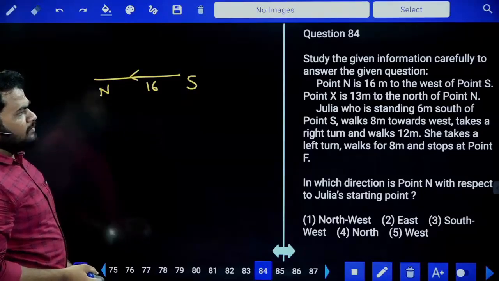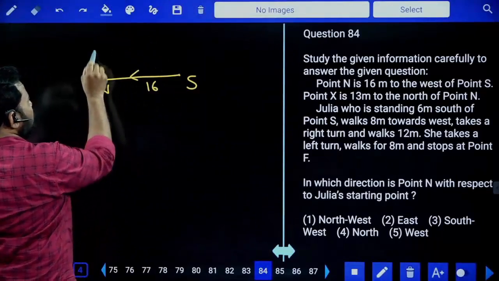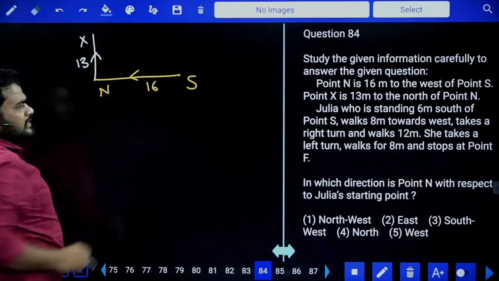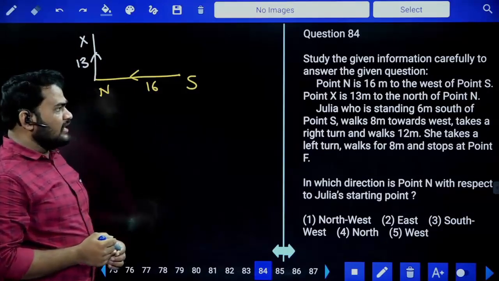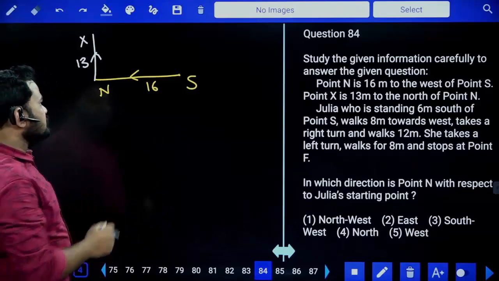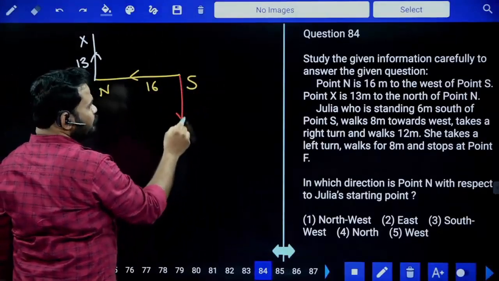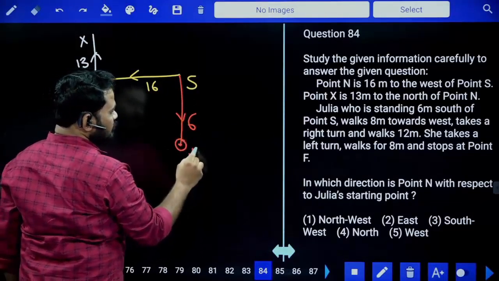X is 13 meters north of N. North of N, X, and then 13 meters. Julia is standing 6 meters south of S. South of S is this one. Here we have a person named Julia.